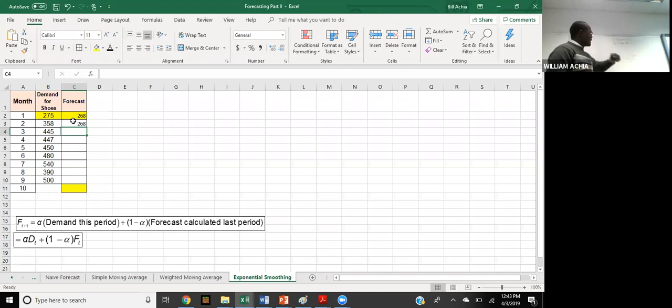So let's assume that I wanted to use a smoothing constant of 0. Okay. So if I had a smoothing constant of 0 here, and let's plug in the numbers we have there, we have alpha equals 0.